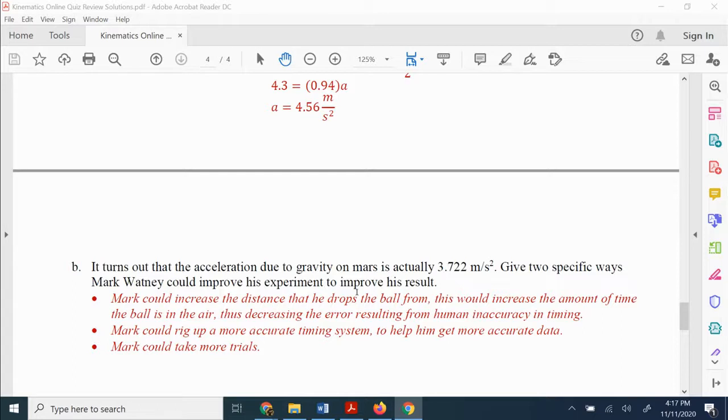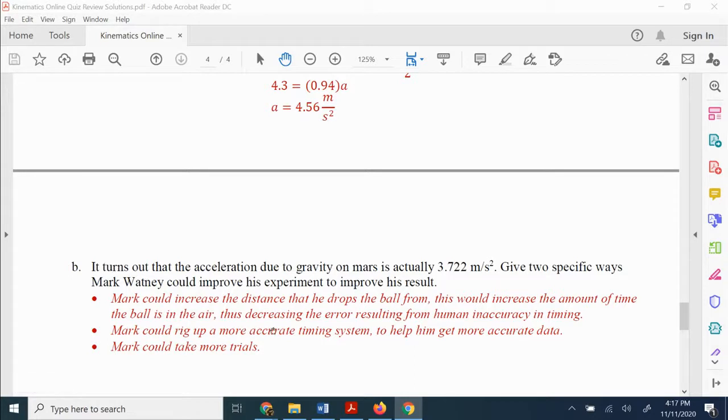Let's just say your error was 0.2 seconds and it only falls for 0.3 seconds. That's a pretty big error in your time that could be a result of you not clicking it very well. Versus if your error is 0.2 seconds and you let it fall for 2 seconds, then that becomes a much smaller percentage of your total time.